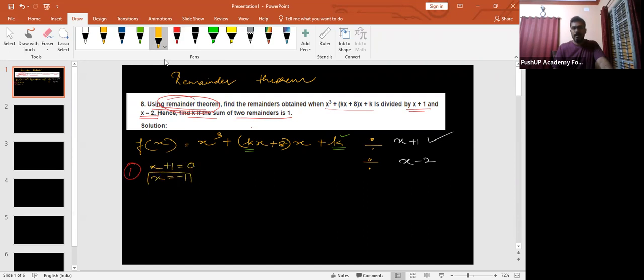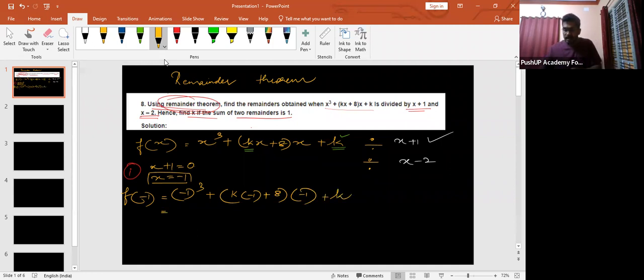equal to minus 1, right? X is equal to minus 1. Now, let's take the value of x as minus 1 and substitute into this polynomial. So what do you get? Minus 1 cube plus k into minus 1 plus 8 into minus 1 plus k. This is one place where children do a lot of substitution mistake or even calculation mistake. So please be careful, okay? Just check once again whether I have substituted the values correctly in its correct places.